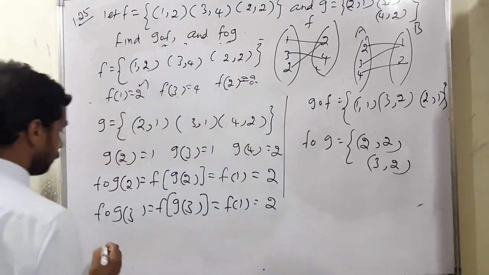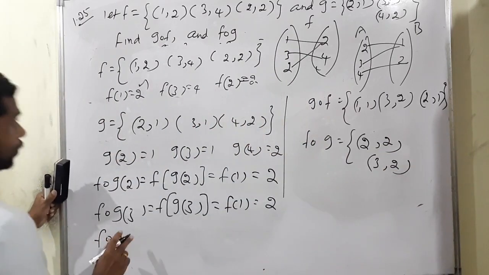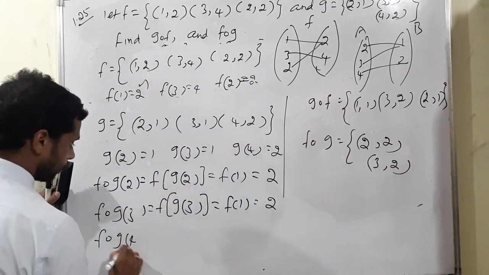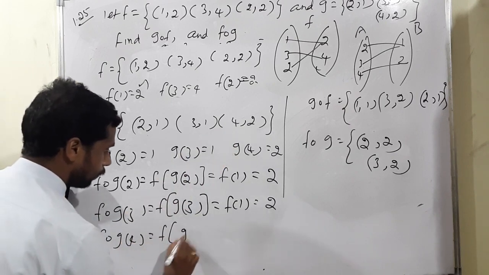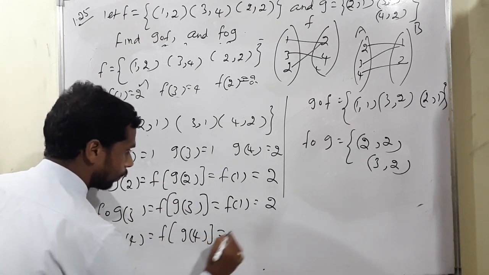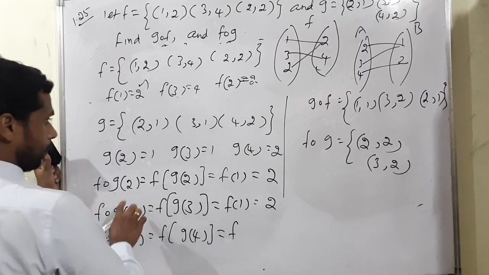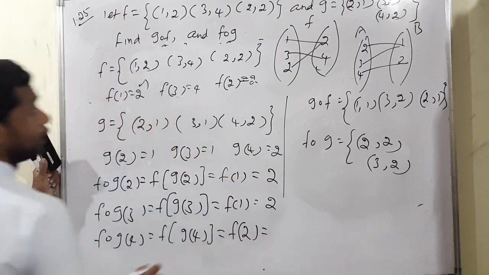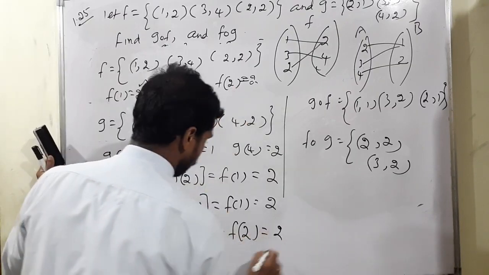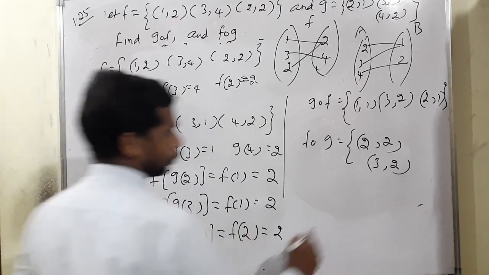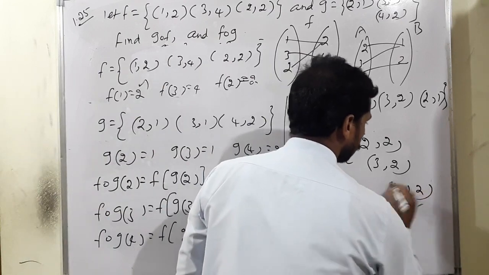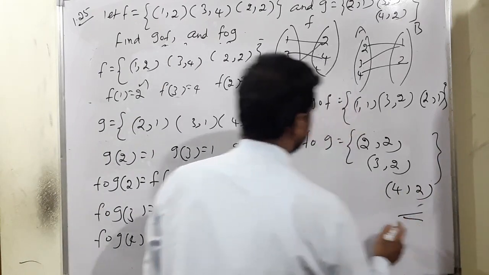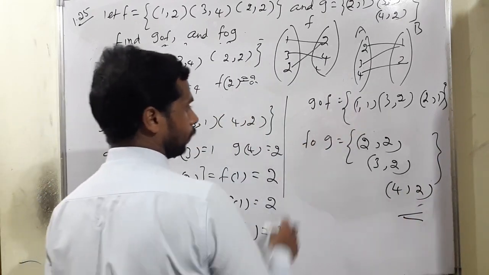The last pair, f dot g of 4. Again f of g of 4. g of 4 is equal to 2. Then f of 2 is equal to what output? 2 is there. Therefore final pair (4, 2). Okay, this is the answer for g dot f and f dot g.